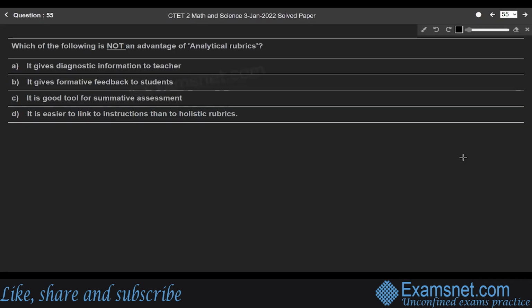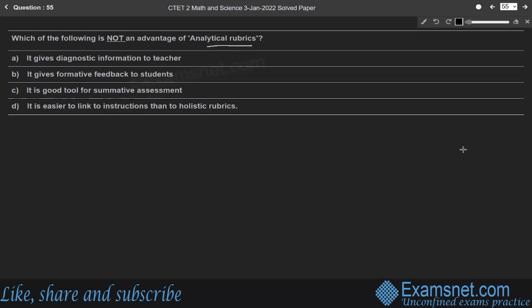Question 55. Which of the following is not an advantage of analytical rubrics? Here, analytical rubrics is considered one of the important tools of formative assessment or assessment for learning. So it is an important tool of formative assessment.